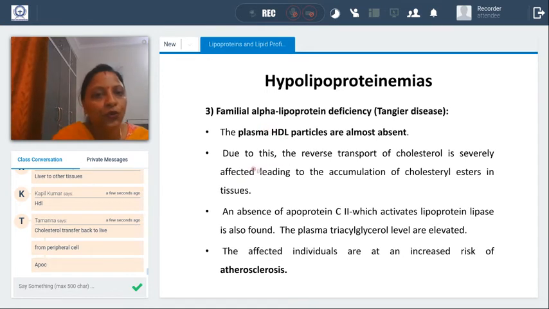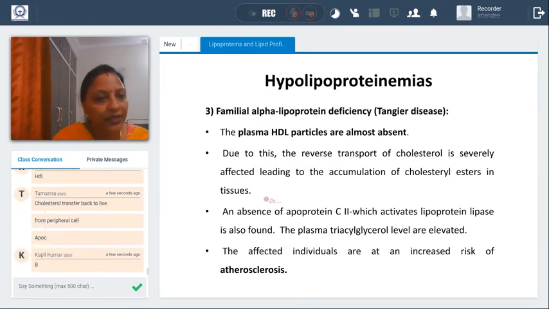This is alpha. Due to this, the reverse transport of cholesterol is severely affected. This is alpha, no beta, this is alpha lipoprotein deficiency. The plasma HDL particles are almost absent. Due to this, the reverse transport of cholesterol is severely affected, leading to the accumulation of cholesterol esters in the tissues. They can't go back to the liver. An absence of apoprotein C2, which activates lipoprotein lipase, is also found. The plasma triacylglycerol (TG) levels are elevated in this condition. The affected individuals are at an increased risk of atherosclerosis.